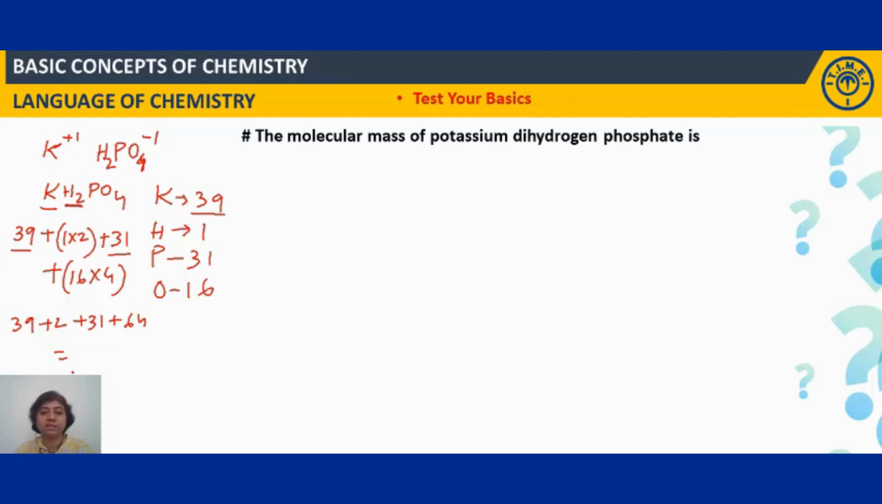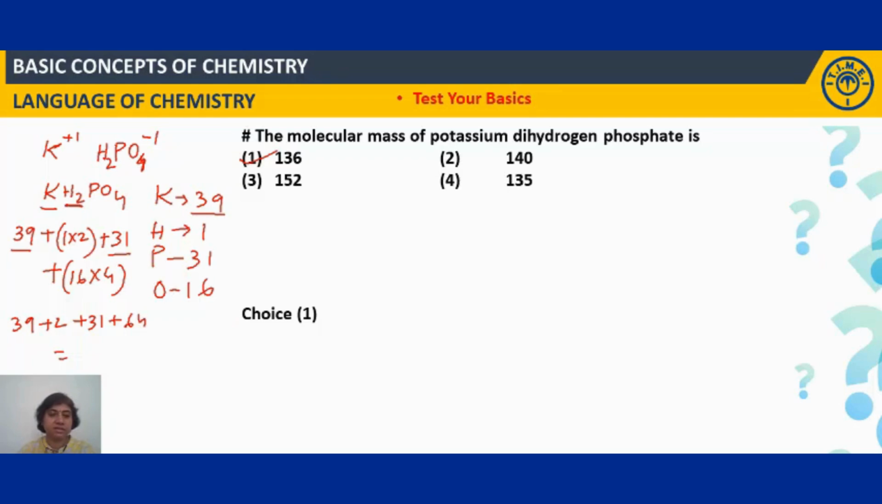Calculate how much it is. I think you are ready with your answer. Let's look at the options. 136, 140, 152, 135. What is your answer? I think you got it. Let's check the solution. Choice 1, it is 136. Fine. So mark your answer, 136. Good. So we'll move on to the next question.